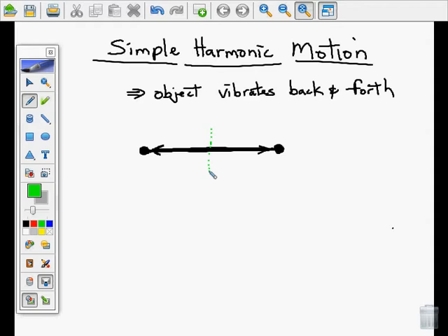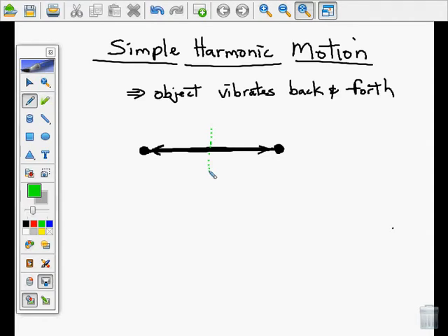Now, the tricky thing is the object's acceleration is constantly changing. It's always in this smooth transition. It's never the same value. So this is not uniform accelerated motion by no means. Okay? So before we talk more about the acceleration, let's first talk about the velocity, because that's easier to see and easier to understand. Okay?